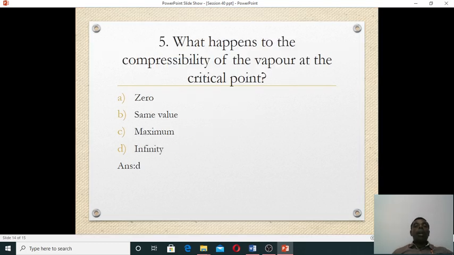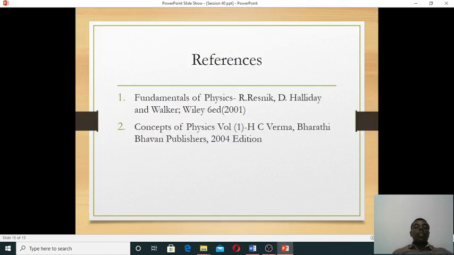What happens to the compressibility of a vapor at the critical point? Zero, same value, minimum, or infinity? The answer is infinity. So these are the questions. If you want to study this topic further, refer to these textbooks.